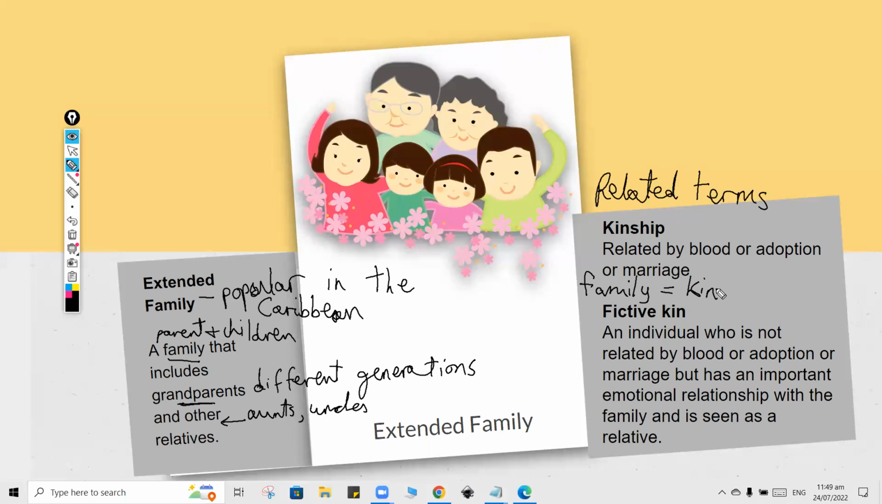You go there all the time, you eat by them, they help you with homework, they let you play in the yard, they let you pick the mango, whatever it is. But the person is not related to you by blood or adoption or marriage, right? But they have an important emotional relationship with you or with the family. And you see them as a relative. So they are fictive kin, right? So these are all the aunties and uncles that are not related by blood.